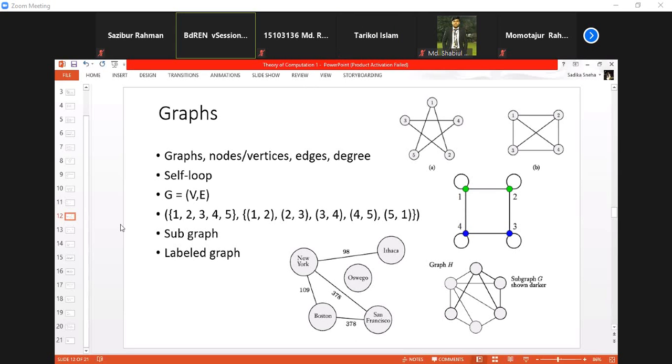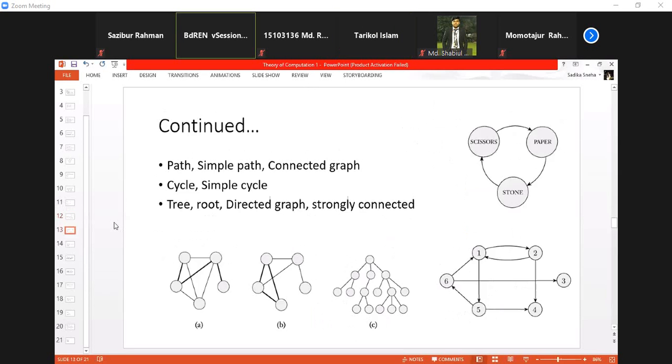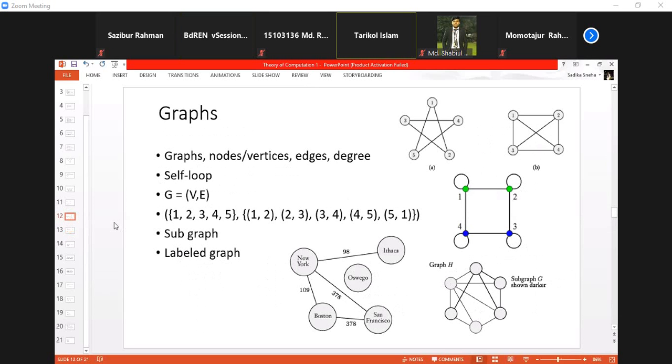Okay. Ma'am. Is there any problem? Yes, ma'am. Ma'am, how can an edge have some value? Does it mean the distance between New York and Boston or San Francisco? I don't understand. Please be a little bit louder. Ma'am, how can an edge have some value? I cannot understand that point.